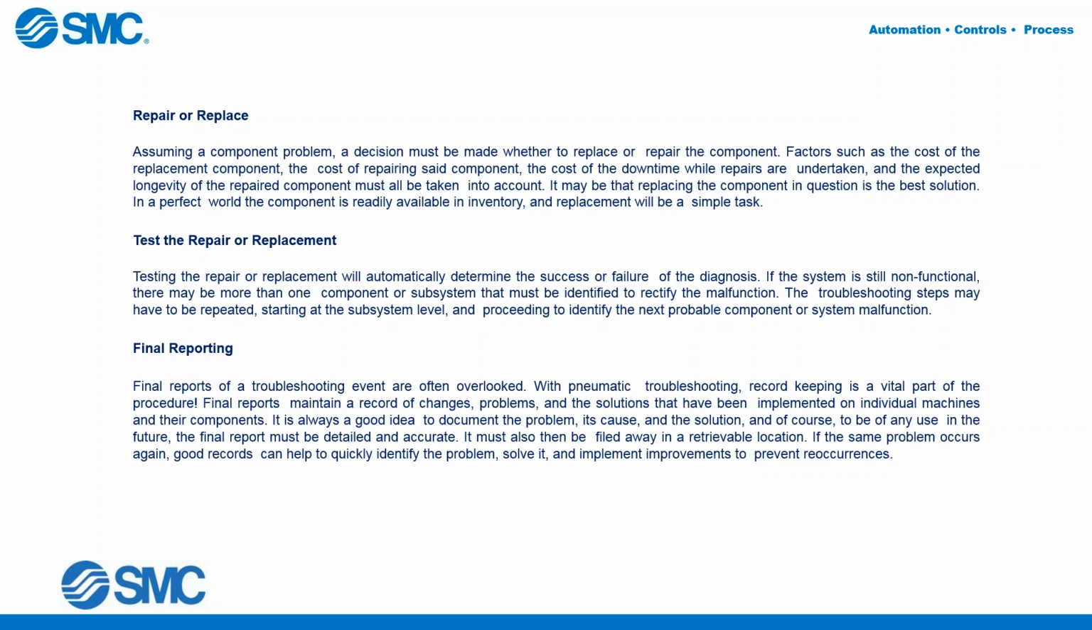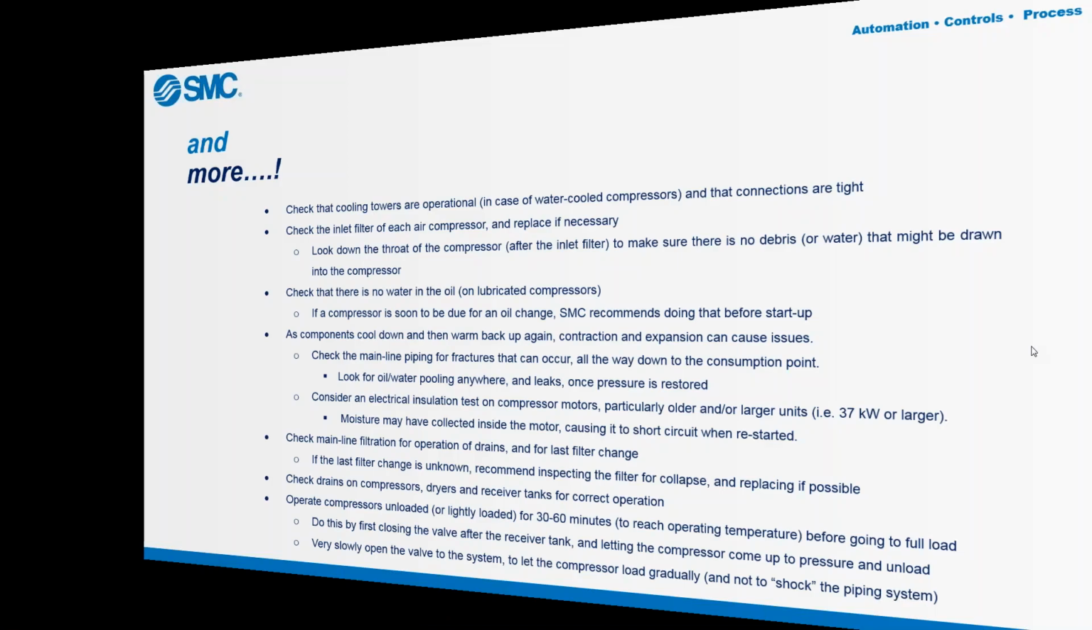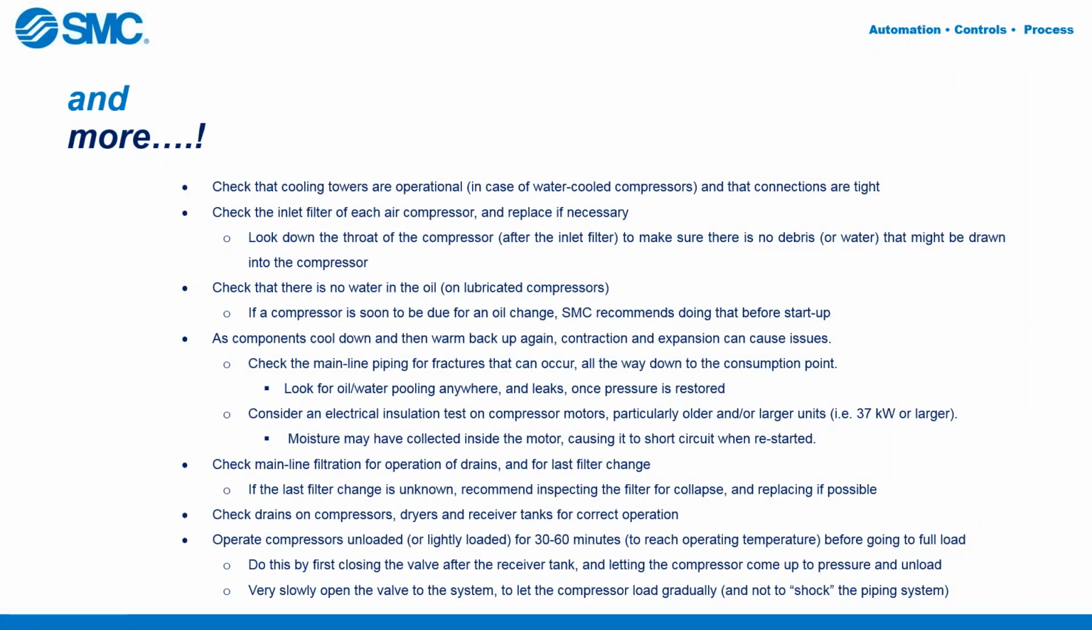So even if we've gotten the machine running again, the final two things to do would be document what was done and schedule or make a plan for any repairs or improvements that would need to be made to keep that problem from coming back. All right, and so that's kind of the end of our troubleshooting section here.